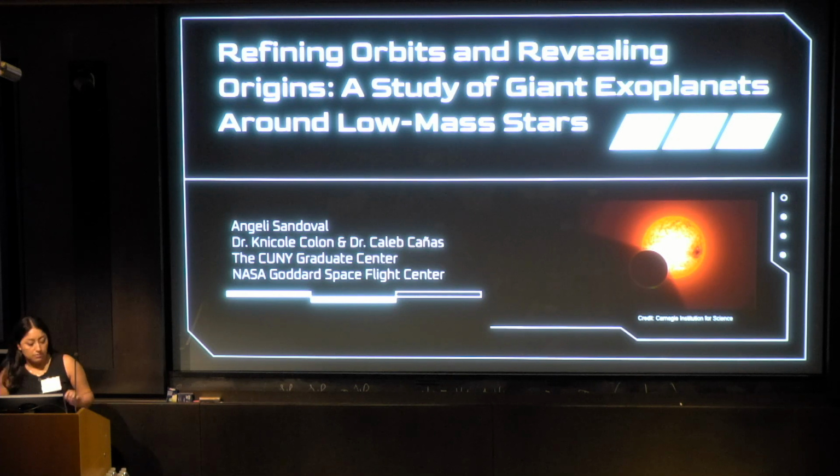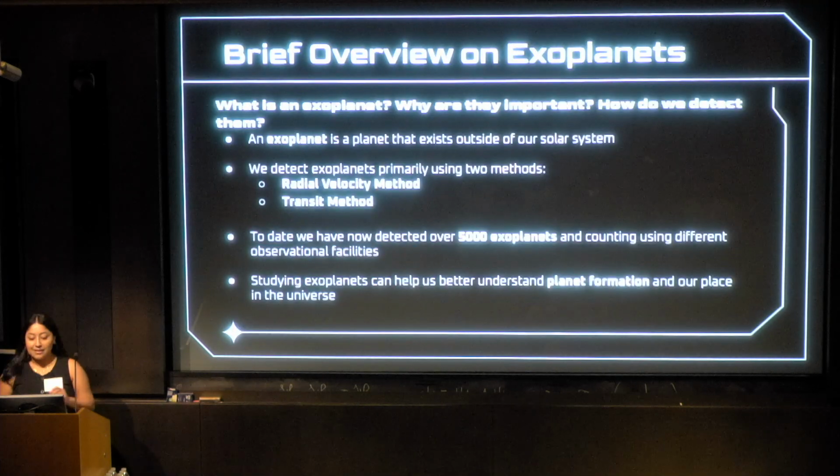So to start, what are exoplanets and why are they important? Exoplanets are planets beyond our solar system, and we detect them primarily using two methods. One of them is the radial velocity method, and the other is the transit method. To date, we've detected over 5,000 exoplanets using different observational facilities. Understanding exoplanets is important because they can help us better understand planet formation and our place in the universe.